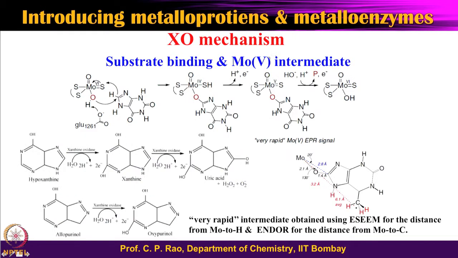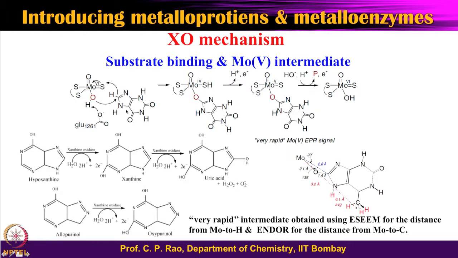Let us look at the mechanism. First of all, xanthine oxidase has one pterin and one molybdenum center. This will react with the substrate. What is the substrate? Hypoxanthine. You see the way that it reacts, and there are certain groups which I will show you in the next slide, how they are supporting. This undergoes a reaction from this oxo, and this will bind to the molybdenum.